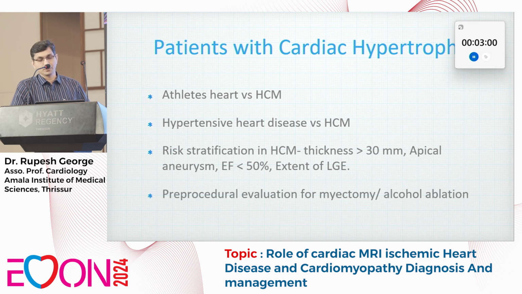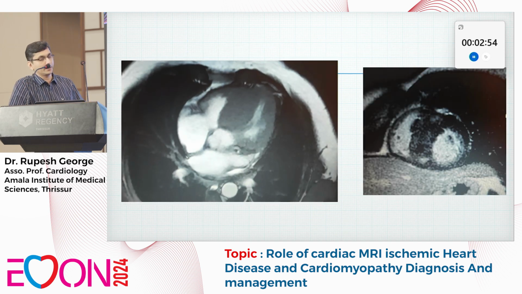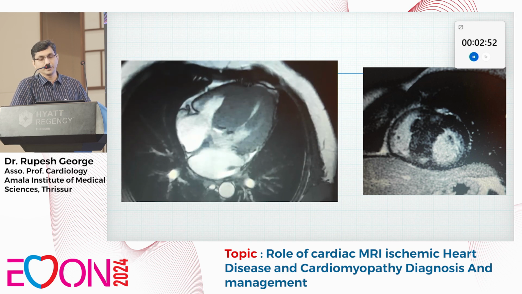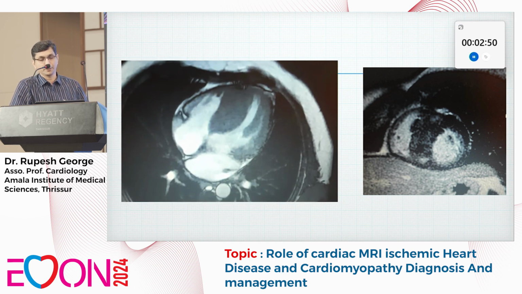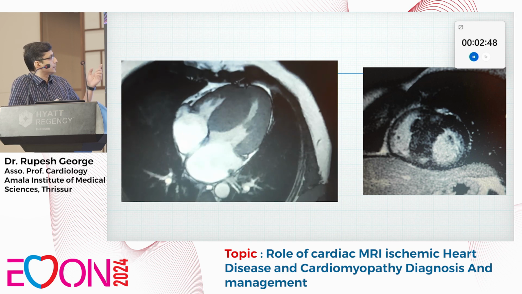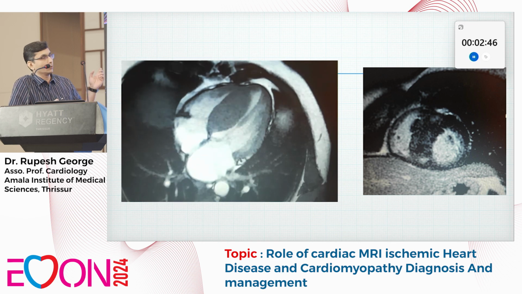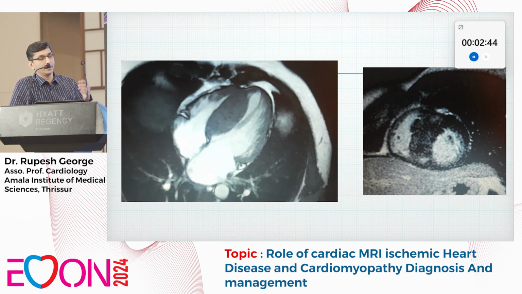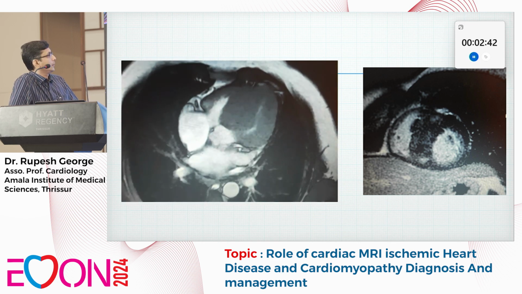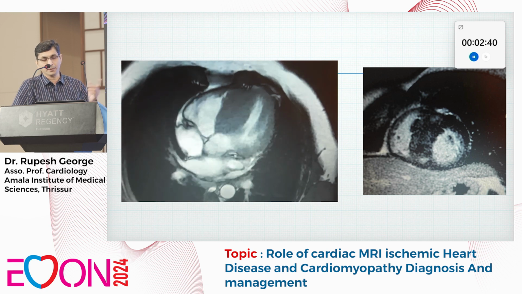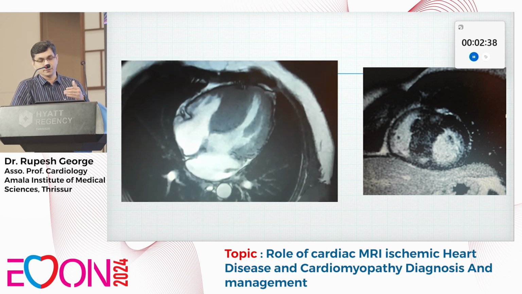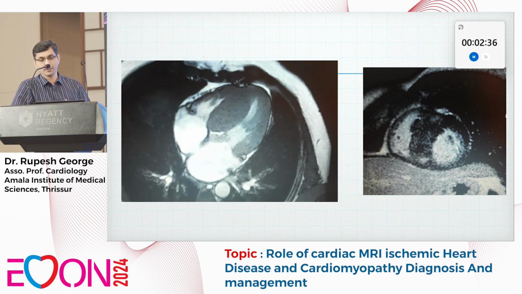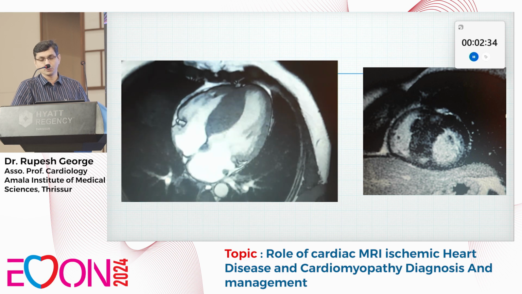It is also useful for pre-procedure evaluation to find a suitable area for myectomy or alcohol ablation in patients with HCM. So this is a hypertrophic cardiomyopathy image. You can see the huge septum with systolic anterior motion. In the image, we can see the negative shadow of the mitral valve going closer to the septum, which suggests left ventricular outflow obstruction due to SAM.